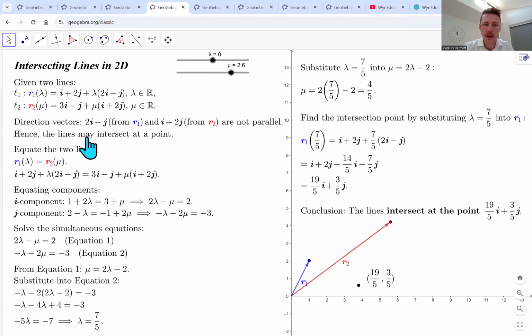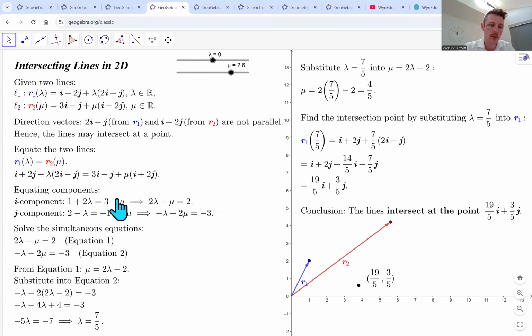The reason we say may is because we could be thinking about this in 3 dimensions, but in this case it's 2 dimensions, so they will intersect if they're not parallel. In any case, what we're going to do is equate the two lines. Just like you'd be used to with linear relations, if you need to find the intersection between 2 lines, you just set them equal to each other. So let R1 of lambda equal R2 of mu. And so we're just setting this equal to this.